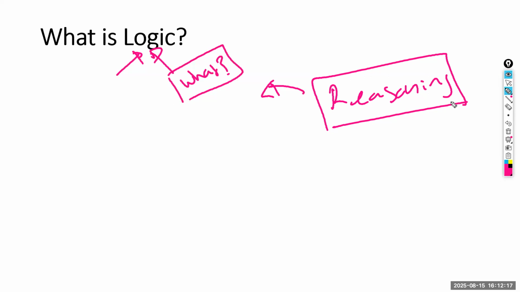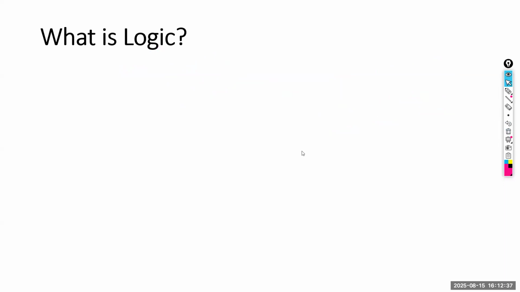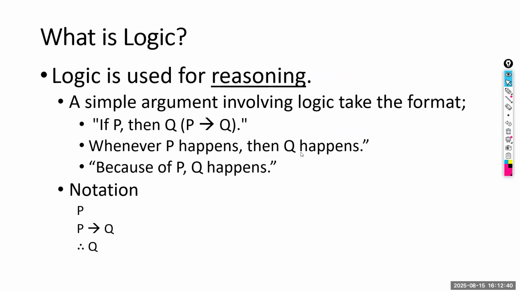Someone will say, if you hit me, I will hit you back. It's a logic. Someone will say, if you harm the dog, the dog will bite you. It's a logic. So logic is how we reason out things. How do we reason out things? It's something like: if P, then Q. If you harm the dog, it will bite you. If P, then Q. If you study smart, you will pass the exam with a lot of ease. Logic.